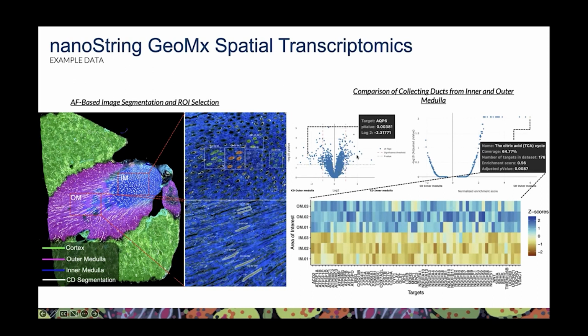And so in this very simple example, we're just comparing the difference in the transcript profiles from the inner and the outer medulla for collecting ducts, for instance. So looking at specific differences in gene abundance, and then we can also look at pathway analysis. So for instance, one of the biggest differences between the inner and outer medulla is the TCA cycle, and these are the associated genes with the TCA cycle, and highlighting the difference between those that are upregulated in the outer medulla versus those in the inner medulla.